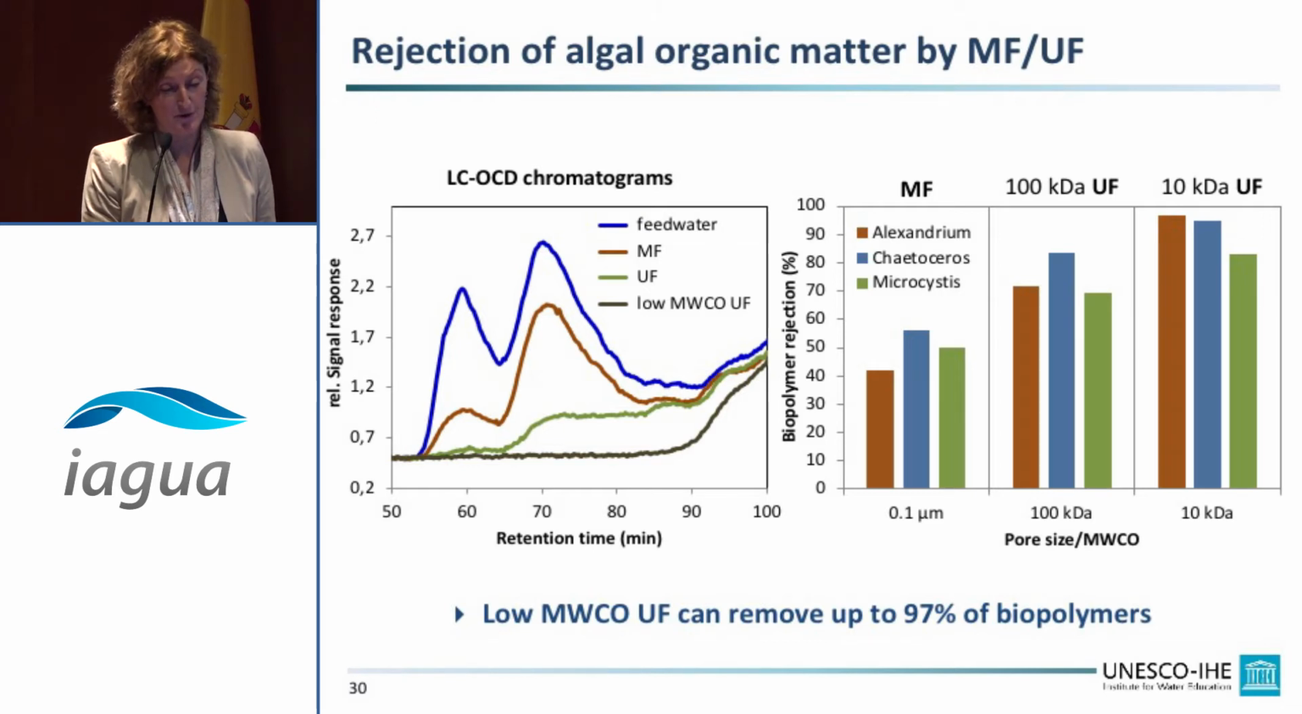And we've tested this for 3 different types of algae. So the retentions of the microfiltration are between 40 and 50%, the conventional ultrafiltration around 70 to 80%, and the low molecular weight around even over 90%, in fact.